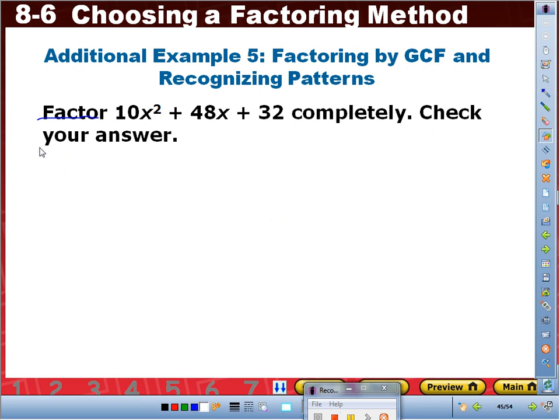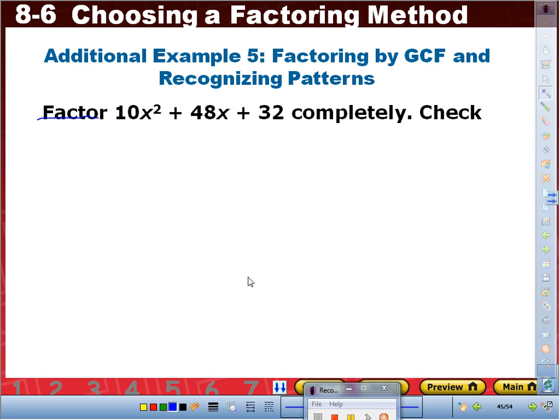So let me get rid of these words right here, and we're going to use this piece. So let's go over our process. Step 1, we're going to check for what? GCF. So what is our GCF for all three terms? 2. Open a big parenthesis, and we're left with 5x squared plus 24x plus 16. Okay, so that's step 1.